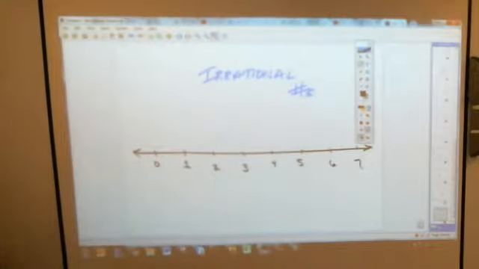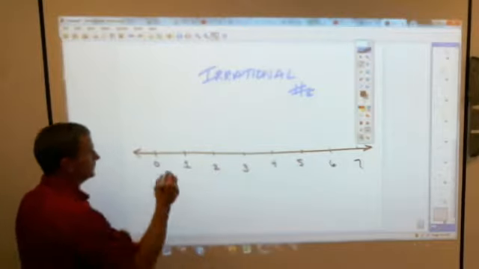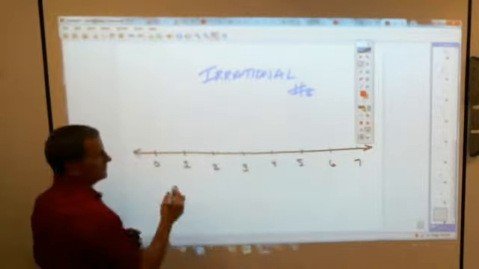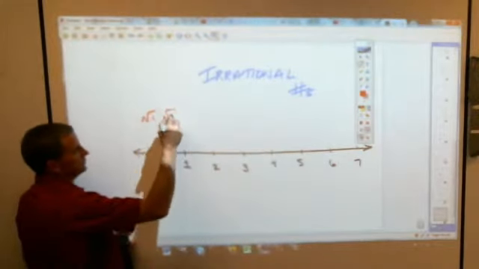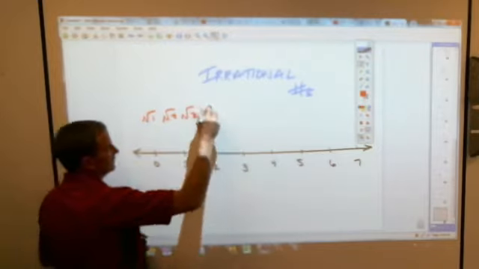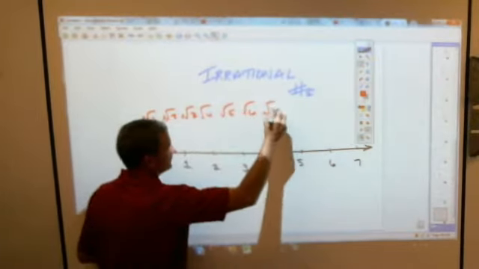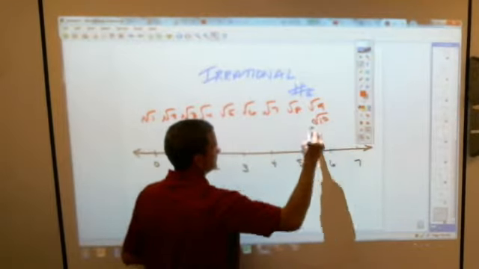Remember when we discussed there, we have the perfect squares. But we then have numbers that are not perfect squares. Let's jot some of them down. Let's just put a whole bunch of square roots down. Square root of 1, square root of 2, square root of 3, square root of 4, square root of 5, square root of 6, square root of 7, square root of 8, square root of 9, square root of 10.